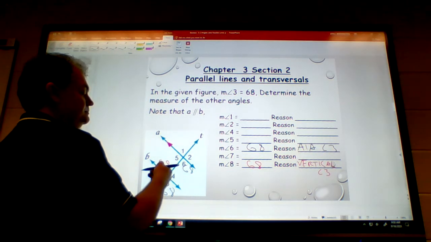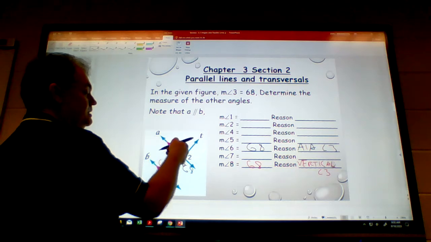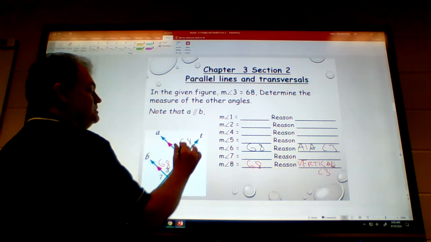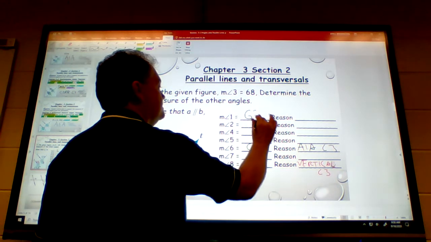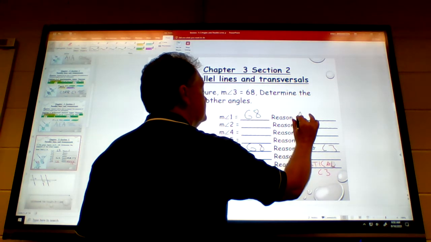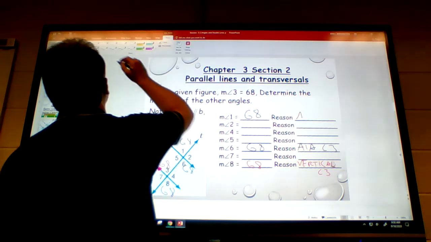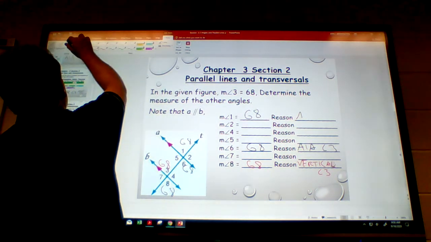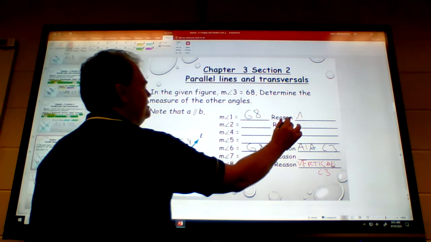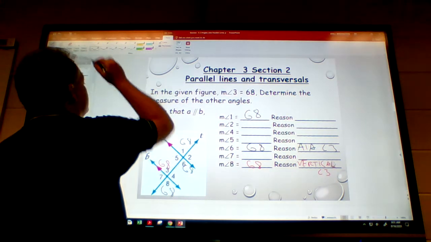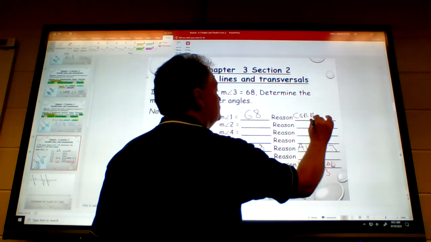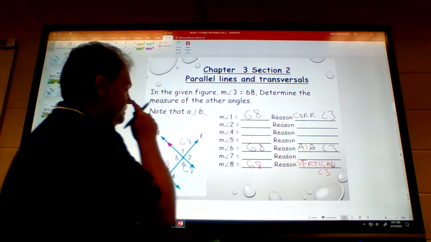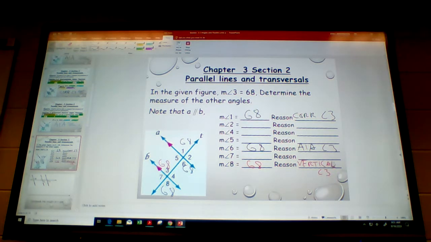And then 3 and 1. They're corresponding. So those two are also going to be equal. So angle 1 has a measure of 68. I could say 2 things, and this will be the confusing part. There's so many options here. But I'll just say that it is corresponding to angle 3. There we go. We're halfway done. All we have to do is determine what the other angles are.